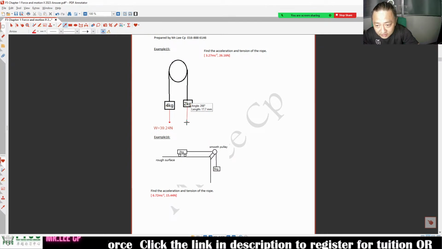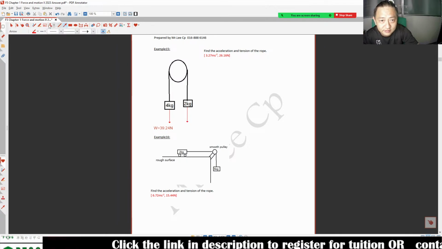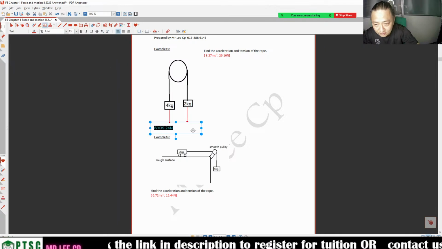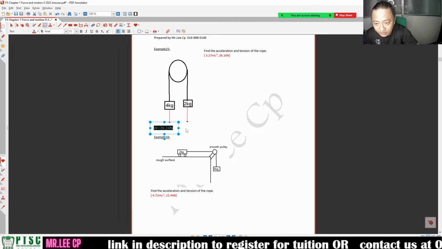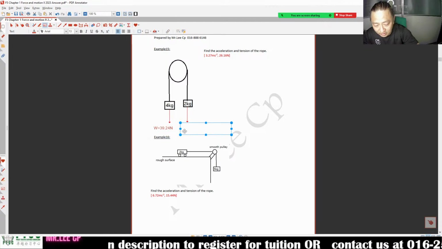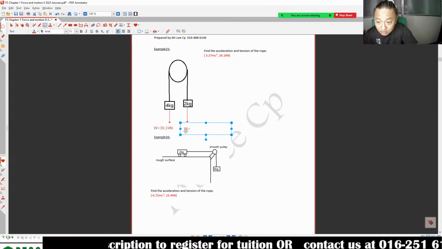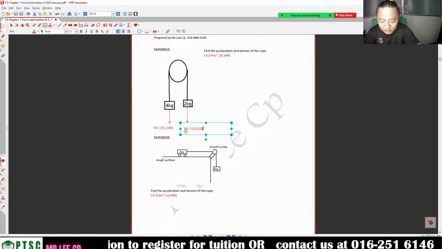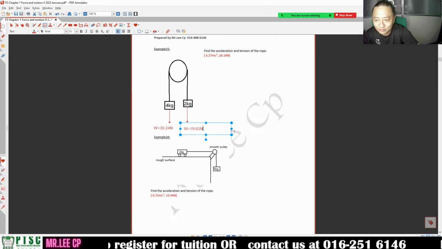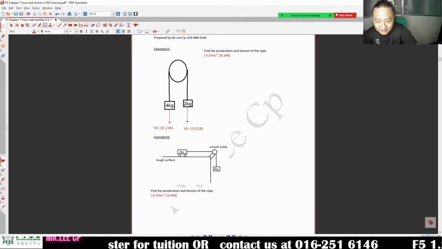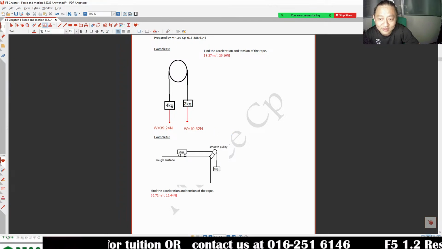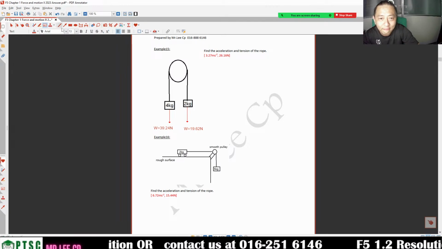Here it is, the weight of the 2 kg object. W is equal to mg. Right, 19.62. I guess you know how to memorize this already. We do it a few times. 9.81 times 2 is 19.62.